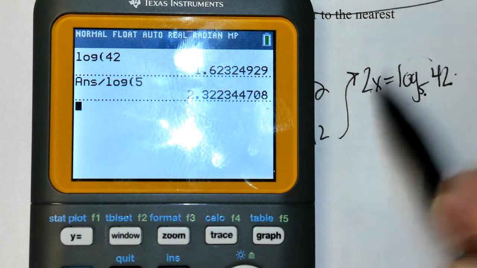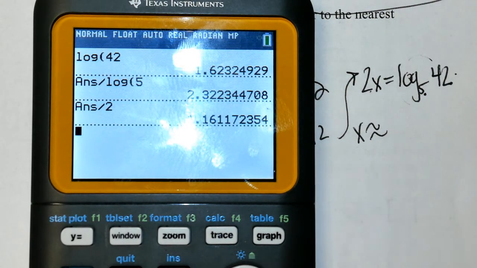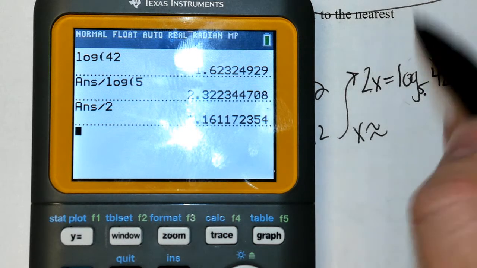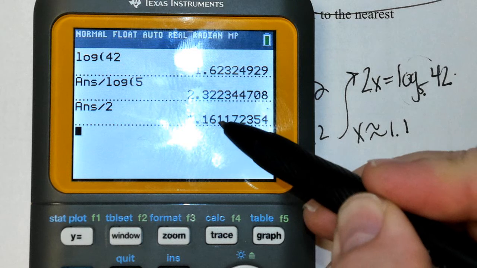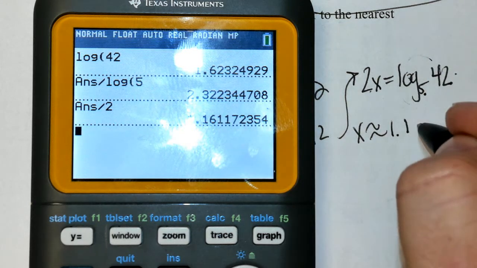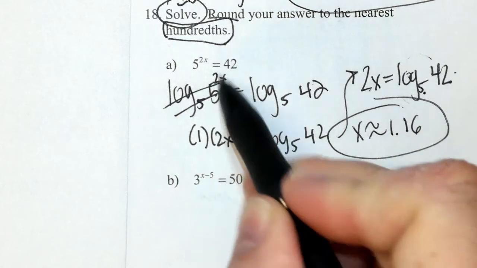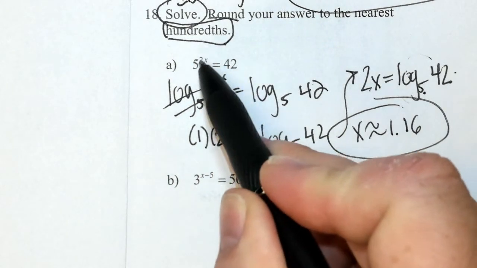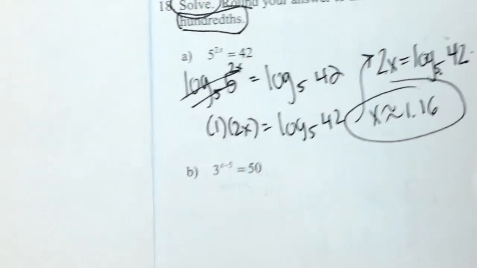But in order to isolate the x, you still need to divide that quantity by 2. So divided by 2. And now it says round to the nearest hundredth. So approximately 1.1. So here's the hundredths. I look behind it because this is not 5 or greater. 1.16. What does that mean? That means if you're plugging this in, taking times 2 and raising 5 to that number, you're going to get approximately 42. Let's go on to part B.